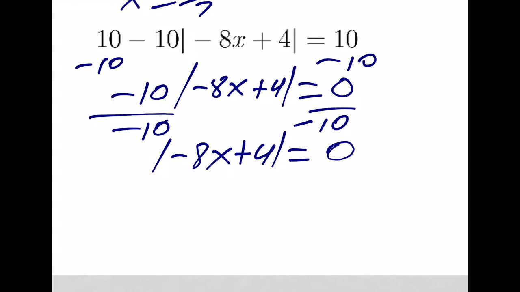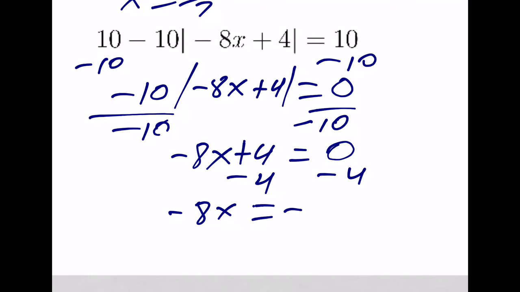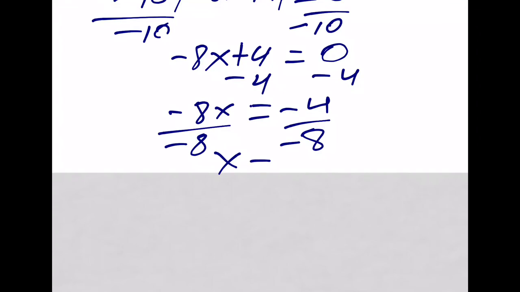I can just erase these brackets and solve it. Minus 4 from both sides. Negative 8x is equal to negative 4. When I divide by a negative 8, and if I simplify this, I get x is equal to 1/2.